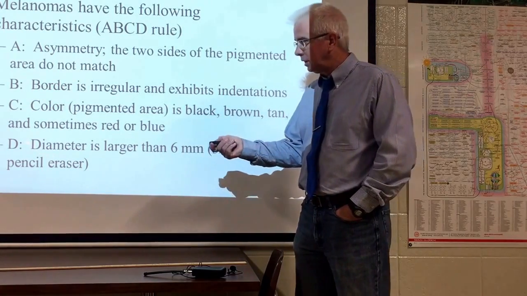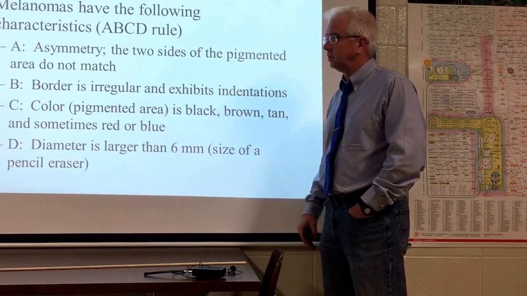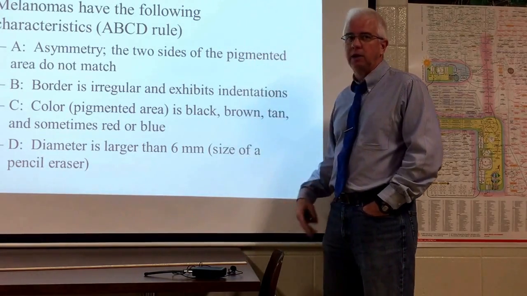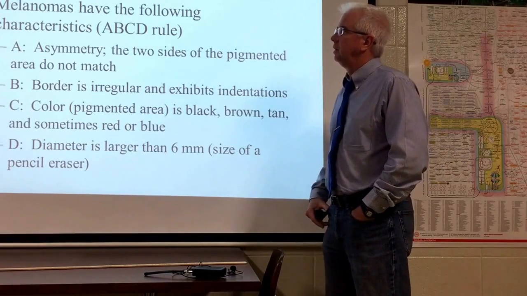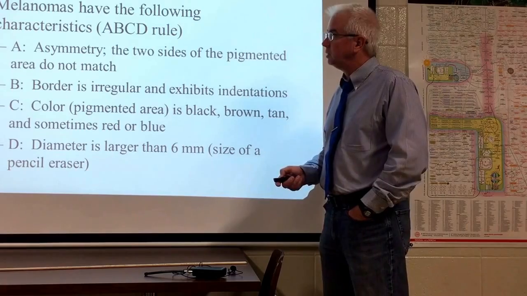And then the final thing is the diameter is larger than the size of a pencil eraser. If you put these four together and you've got something on your skin like this, then you should have it checked immediately. The ABCD rule of melanomas.